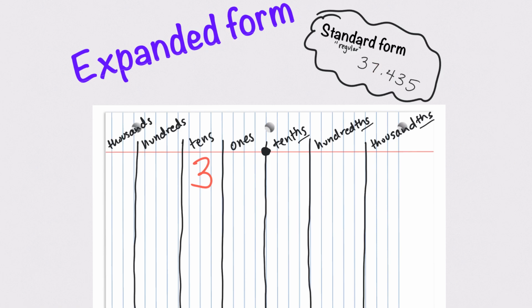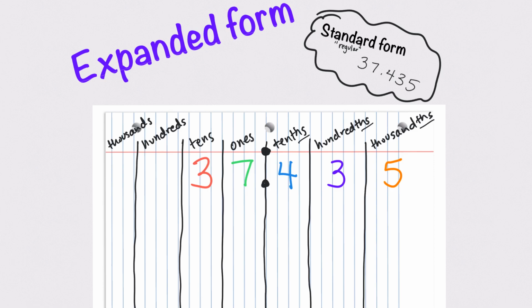My 7 is in the ones place. The 4 is in the tenths place. 3 is in the hundredths place. And 5's in the thousandths place. And let me put my decimal in, of course, as well.